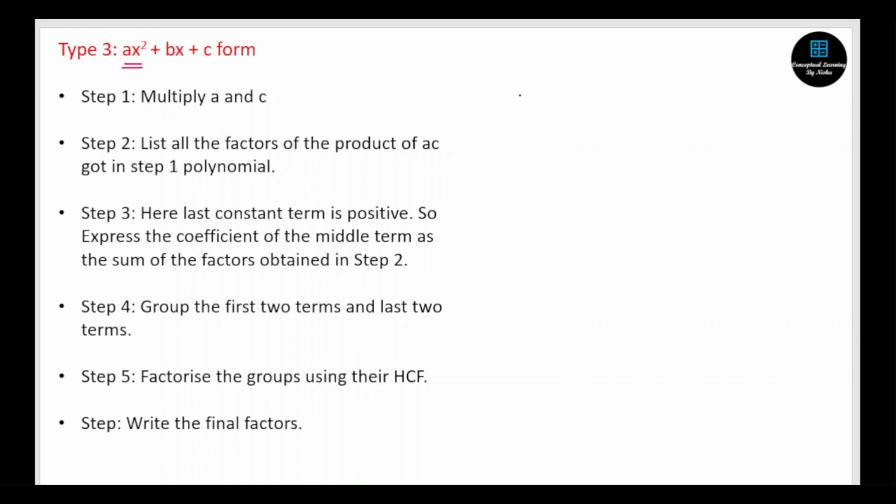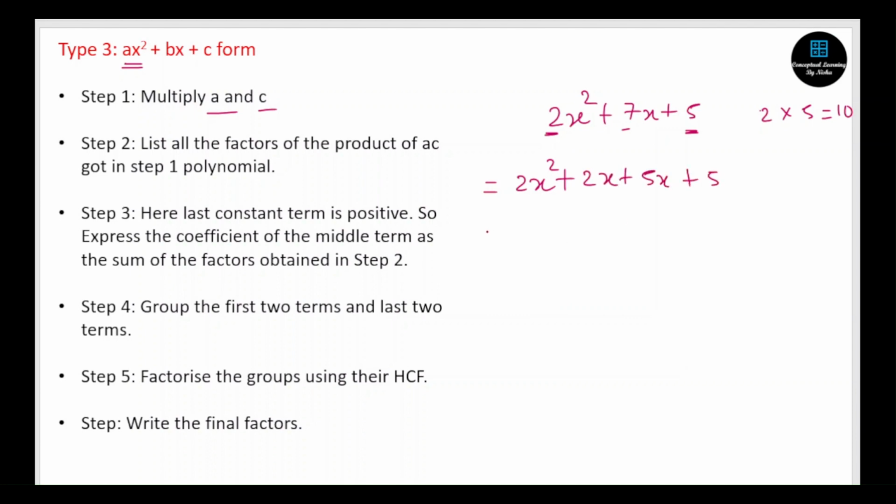So let's say it is 2x square plus 7x plus 5. First thing first, what do we have to do? We have to multiply the coefficient of x square and the constant term, that is a and c. So what do we get? 2 times 5, which equals 10, and 2 plus 5 equals 7, correct? So I have to write this as 2x square plus 2x plus 5x plus 5.